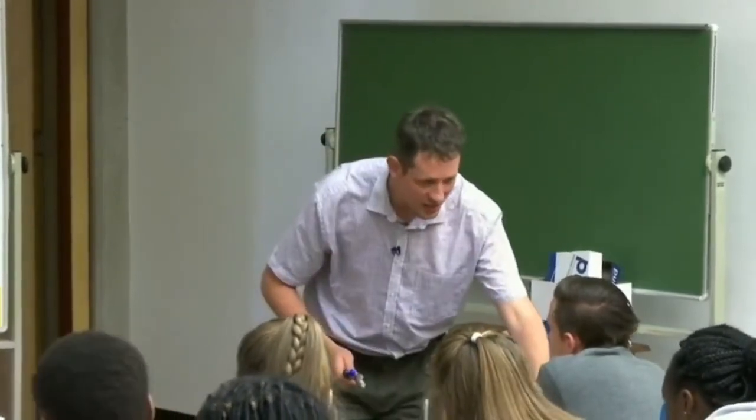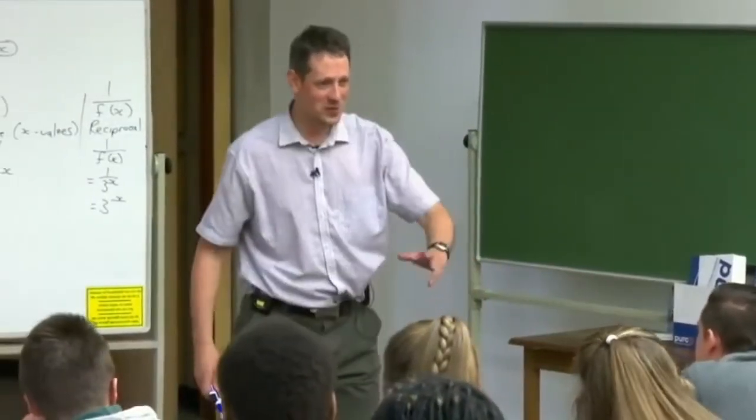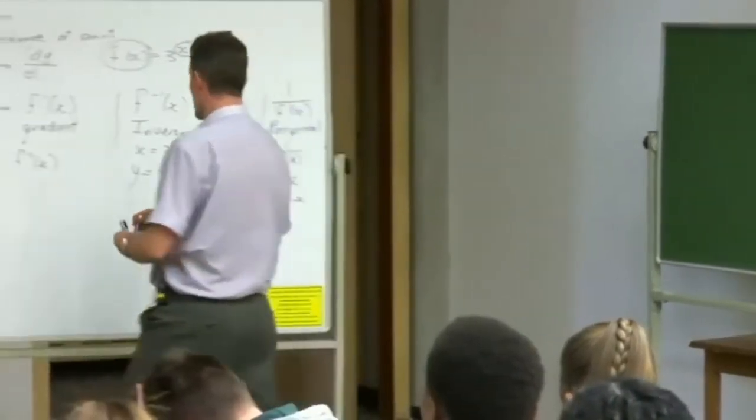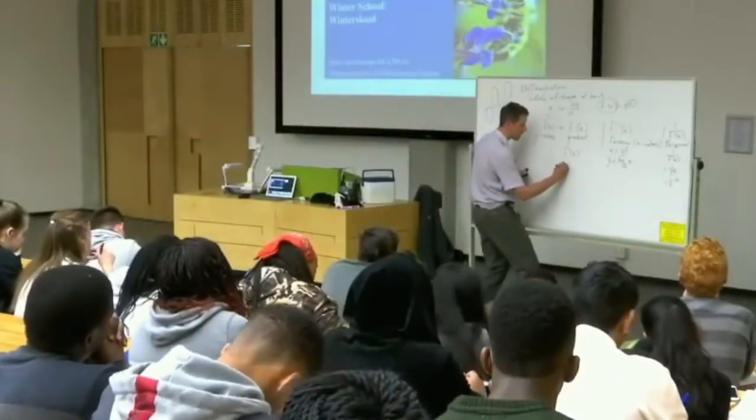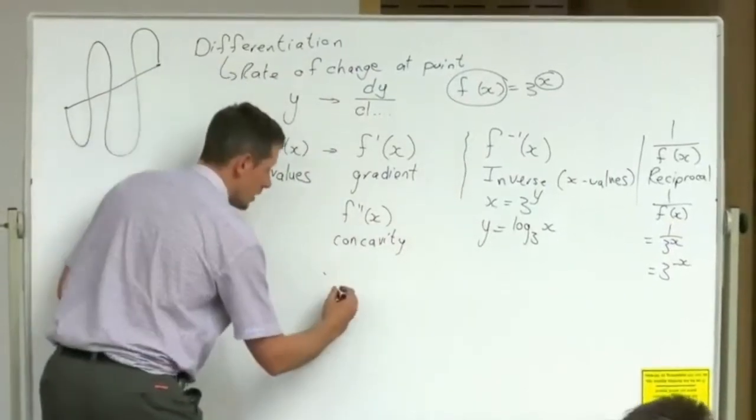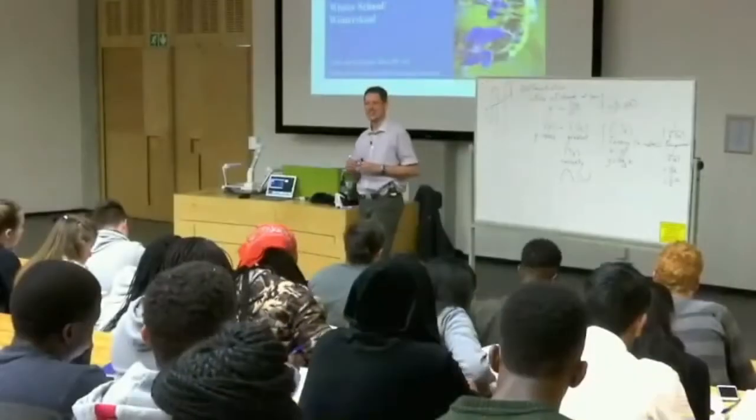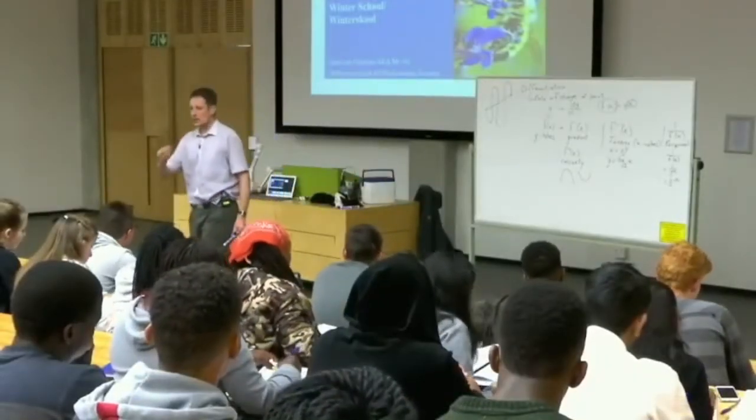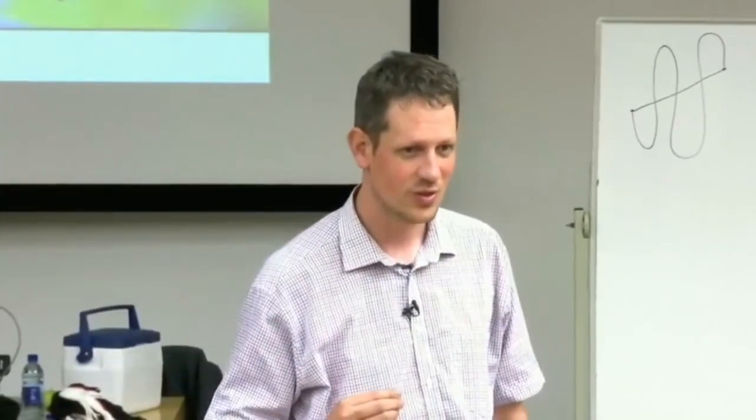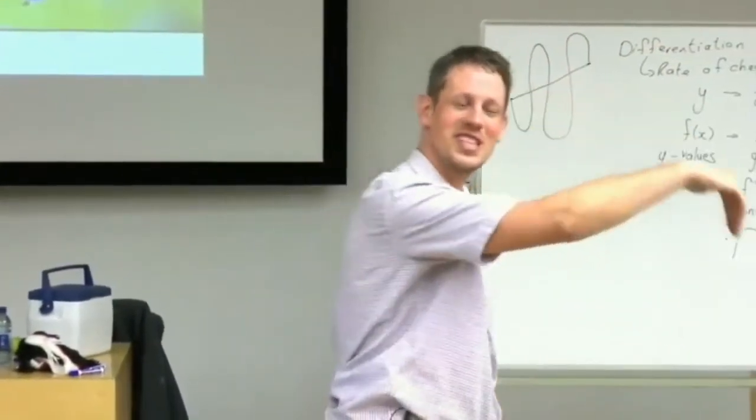Rate of change of the rate of change, which gives me the concavity of the graph. So f double accent is the concavity of the graph. In other words, does it look like this or like that? I like to think of it as acceleration. Is the graph accelerating or is the graph decelerating?